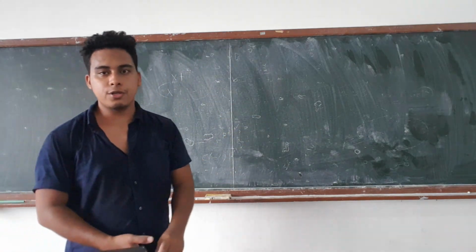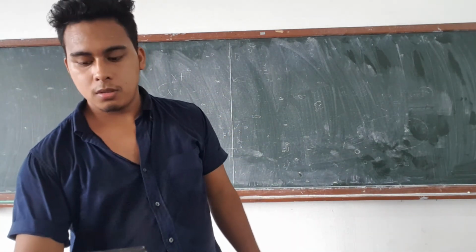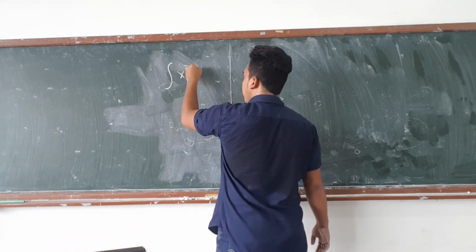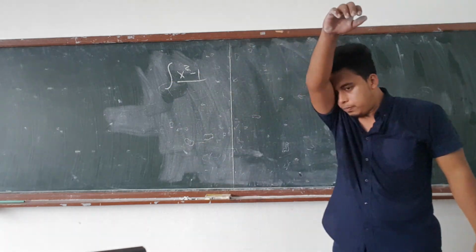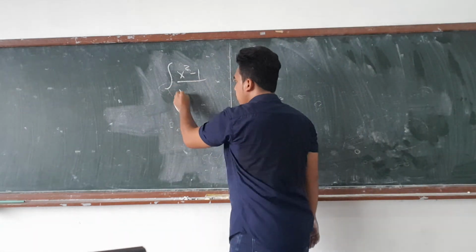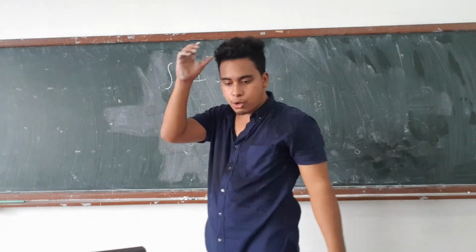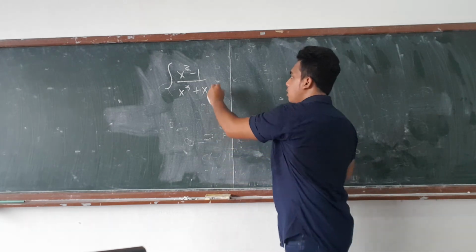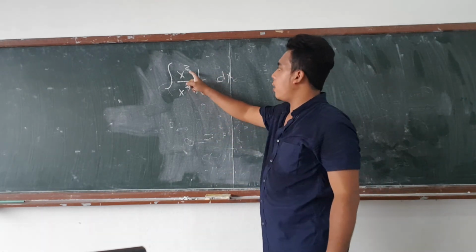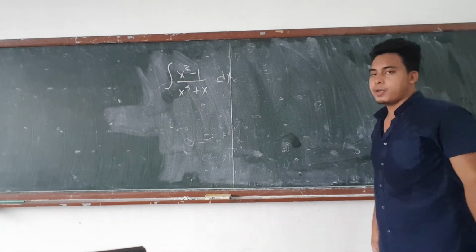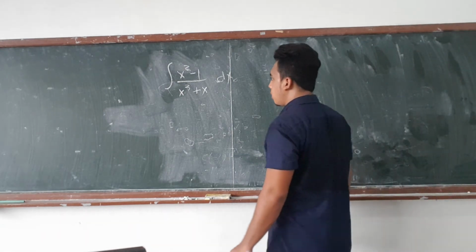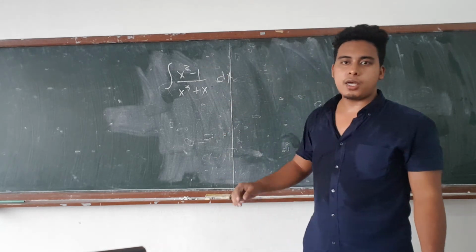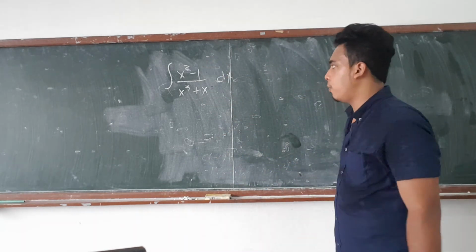Okay, let's have another example that is integration of x squared minus 1 over x cubed plus x. So we need to integrate x squared minus 1 over x cubed plus x dx. First, since we cannot integrate this one directly, we use partial fractions.